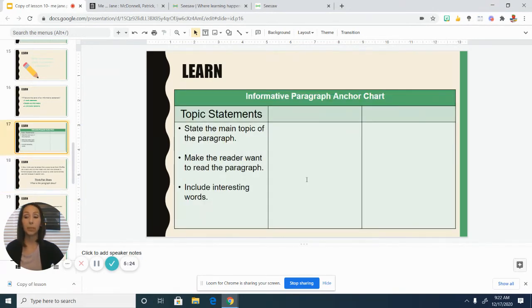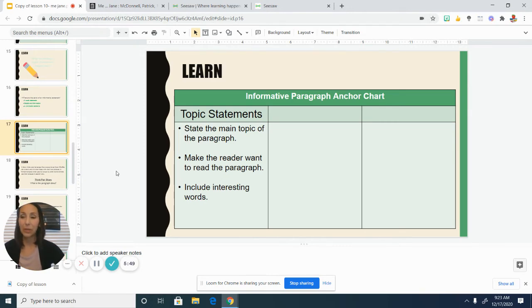Think about the job of the topic statement. You can kind of go through a little checklist in your head before you choose the best statement. Ask yourself, is this telling me about the main topic of this paragraph? And is it making the reader interested in wanting to read the rest of the paragraph? Does it have some interesting words? Does it have something that kind of catches the reader's attention?